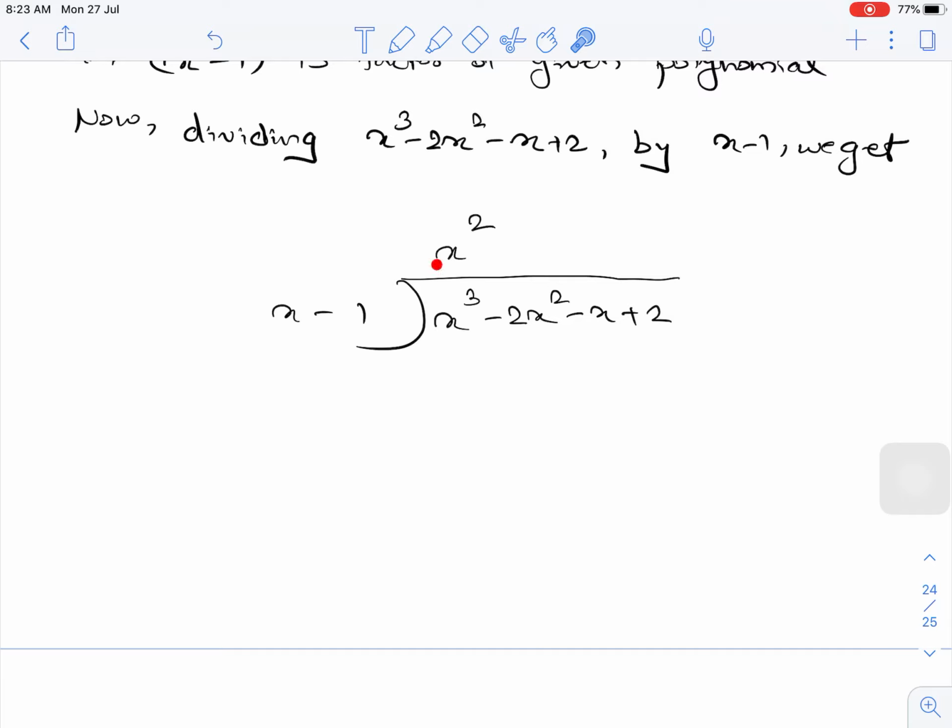Now this x raised to 2 will multiply first to x and then to minus 1. Okay, so now plus into plus will give you plus. Okay, then x into x raised to 2 will become x raised to 3. So now here you can make one line. Now minus into plus will become minus, and 1 into x square will become minus 1 x square.